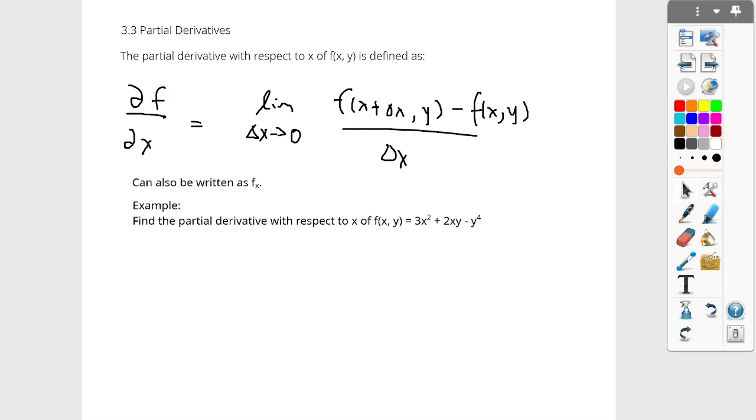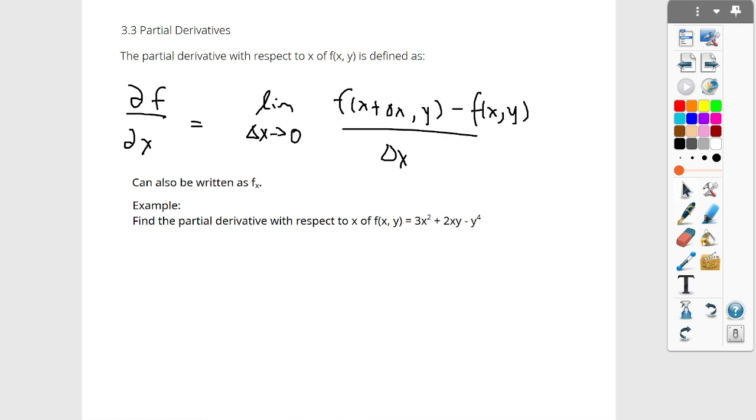Welcome to 3.3 partial derivatives. We are now in the heart of the Calculus 3 course. Partial derivatives will be the first thing that you learn that is pretty much the same thing as the single variable type, but it's a little bit different because we have to deal with multiple variables in this chapter.